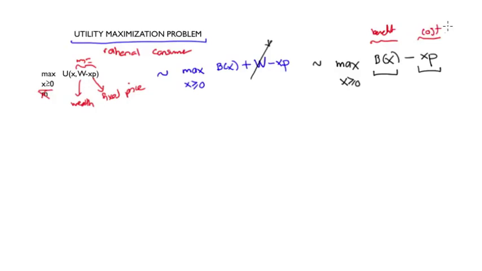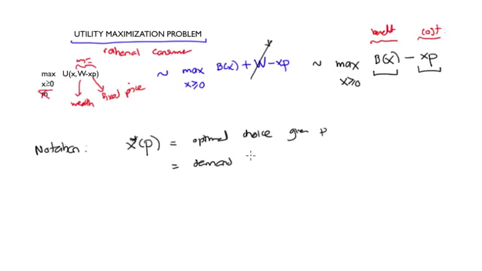Okay? Now, one piece of notation. We are going to denote the solution to the problem, the optimal choice, as a function of the price as X star of P. That is equal to the optimal choice as a function of P, or for P, given P. But that's also going to be called the demand for good X at P.